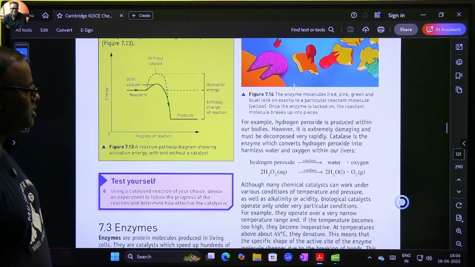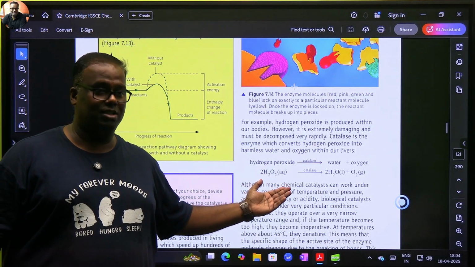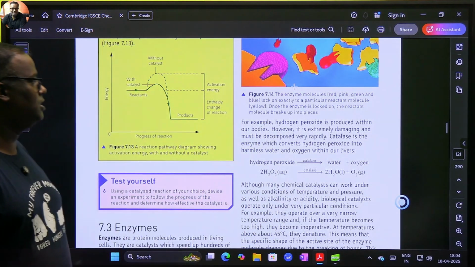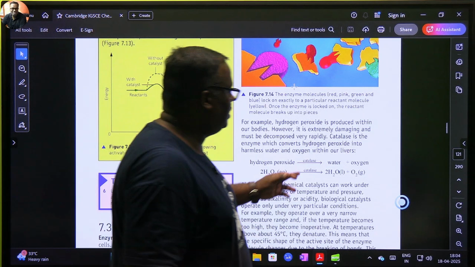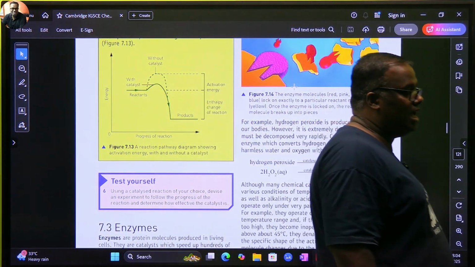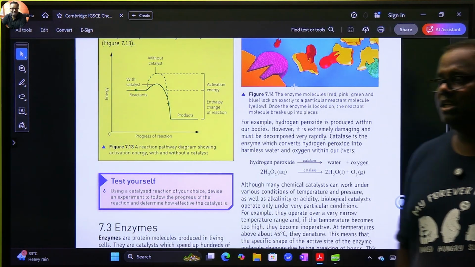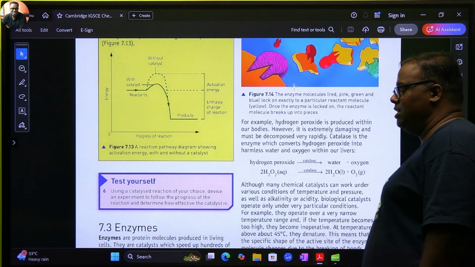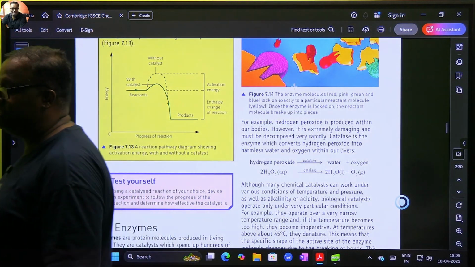Now we visit our same reaction again. Hydrogen peroxide. How did we break it? Manganese IV oxide. That was as an industrial process. So in our human body, write the name catalase, C-A-T-A-L-A-S-E. Catalase is a biological catalyst. It is an enzyme and it is there in your liver.